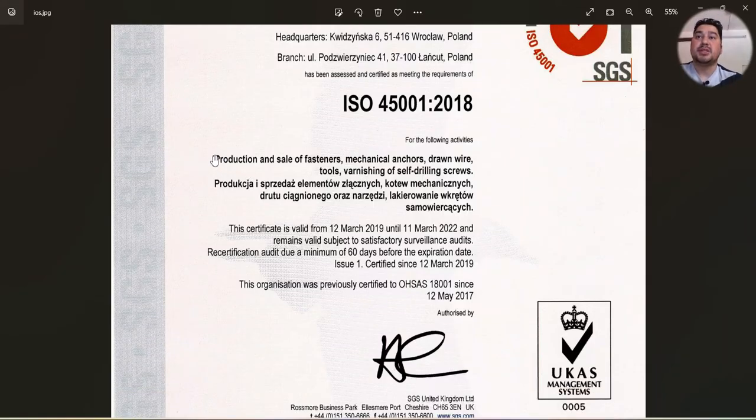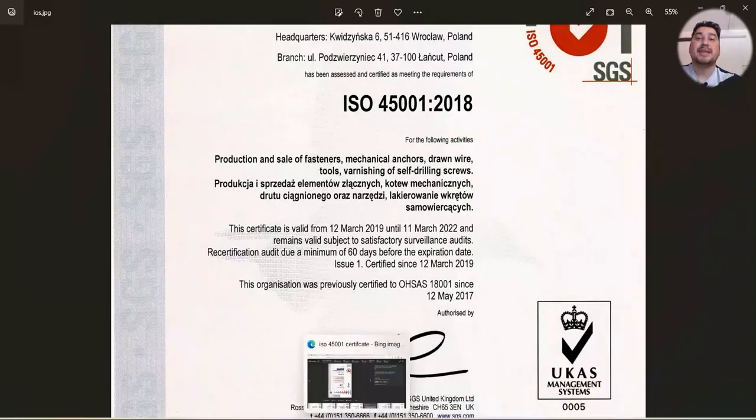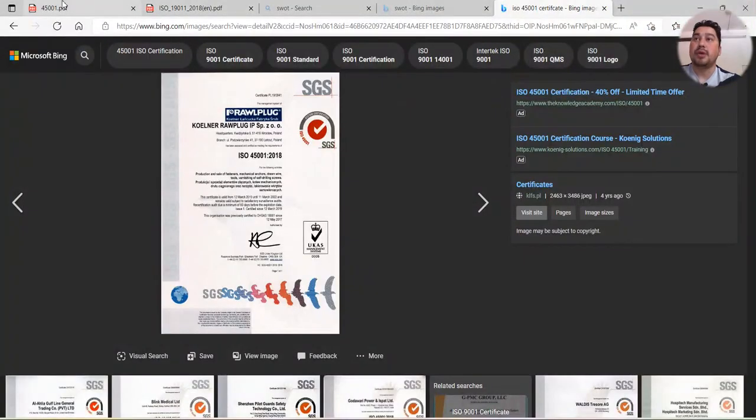Now in this one, you can see here the scope. This is the ISO certificate issued for a particular company. You can see this is the scope also. So the clear scope is mentioned here: production and sale of fasteners, mechanical anchors, drawn wire, tools, and self-drilling screws. So this is the scope. The same way you have to mention it in your HSE manual when you are creating any HSE manual, the same way you have to write down your scope. I hope it's clear now how you have to write down the scope.